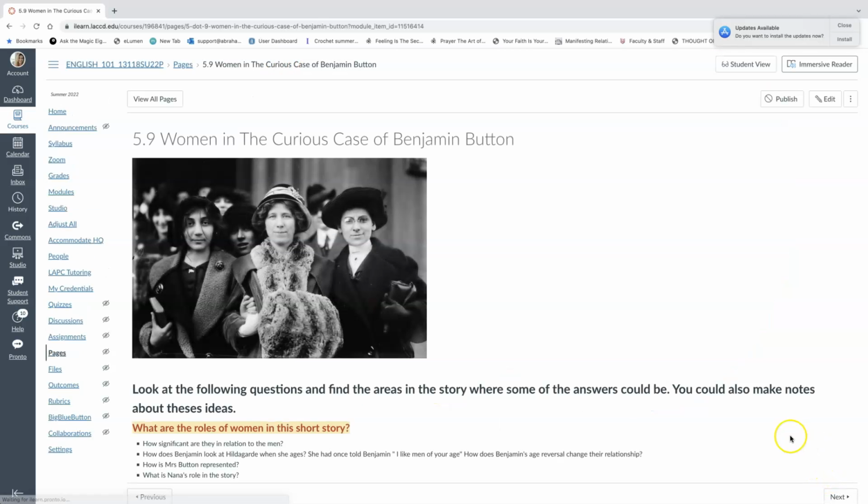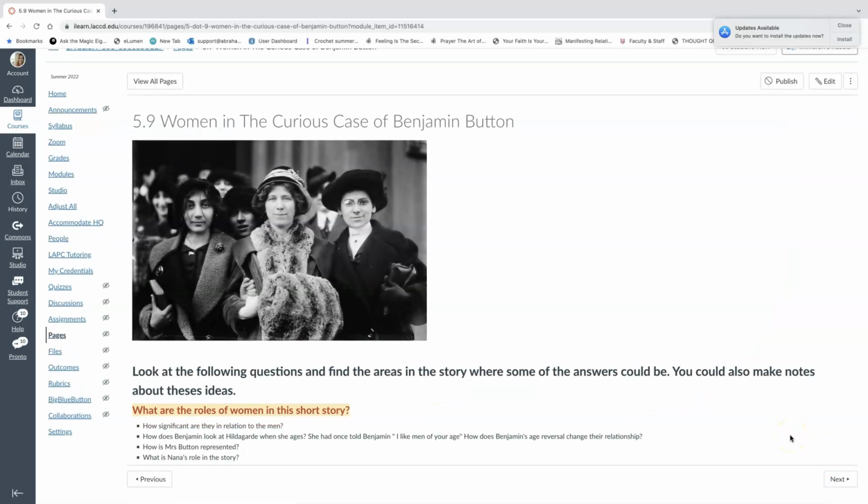And so I have some questions for you about the role of women in the short story. When I ask you these questions, I'm not going to collect them, but I'd like you to do it on a sheet of paper and think about it for yourself. And it may help you with your essay.